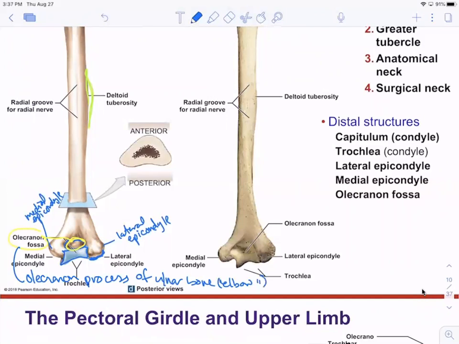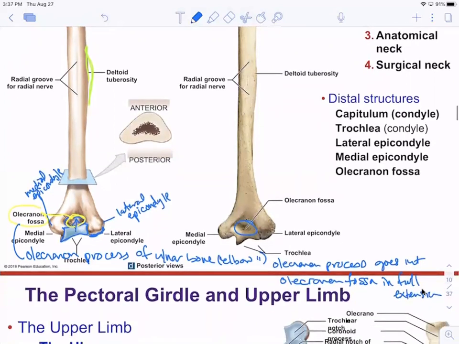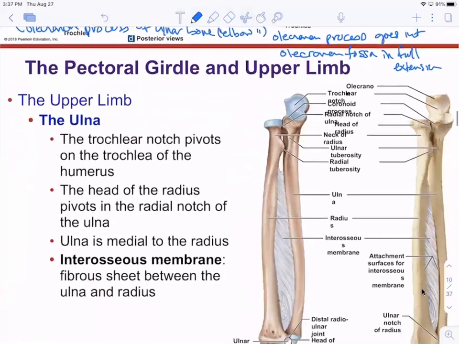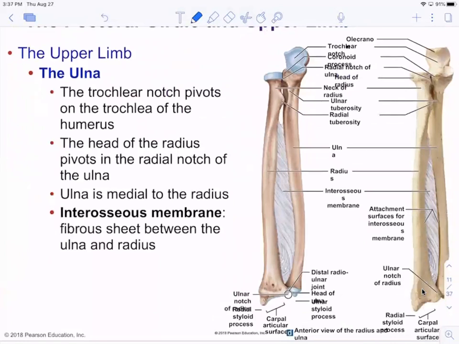When you're in full extension and your arm's fully extended in a straight line, the olecranon process needs to have a place to go. And so it goes into the olecranon fossa here in full extension. So olecranon process goes into olecranon fossa in full extension. So the good news is when we go through trochlea and olecranon fossa, these things are all going to line up with the ulnar bone.